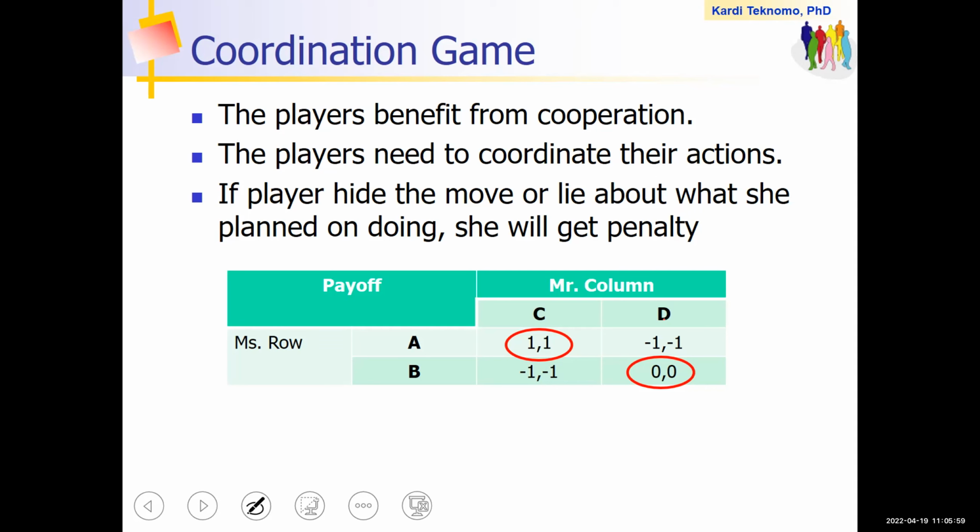Okay, so if Miss Row plays A and Mr. Column plays C, both will get positive one. So if they cooperate, they will get positive one. Now, if they don't cooperate, both will get 0. If one cooperates and the other does not, you will get -1 and -1. And you can see this game has 2 Nash equilibria, the ones that I pointed out there.